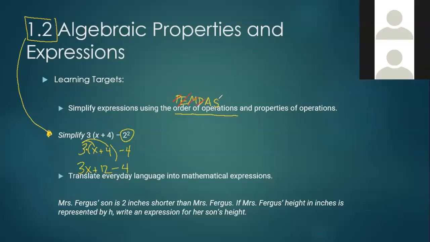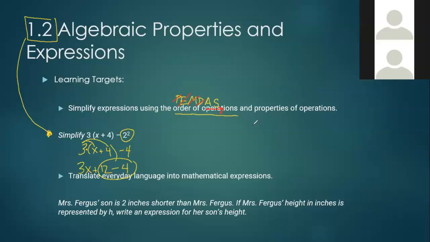And then we do addition and subtraction from left to right. So we're going to go in order from left to right. We have an addition here and a subtraction. Well, can we add 3x plus 12? Are those like terms? No, so we can't combine them. So we can't add 3x and 12. What about our 12 minus 4? We can do that. Those are like terms.